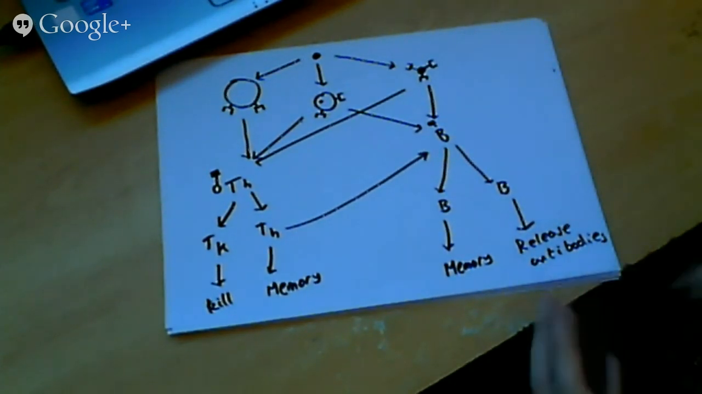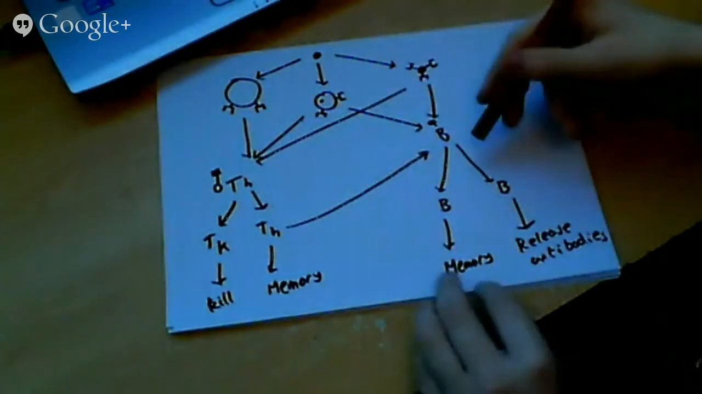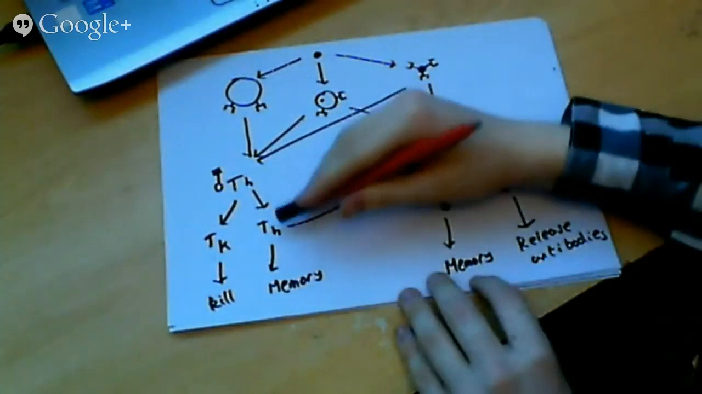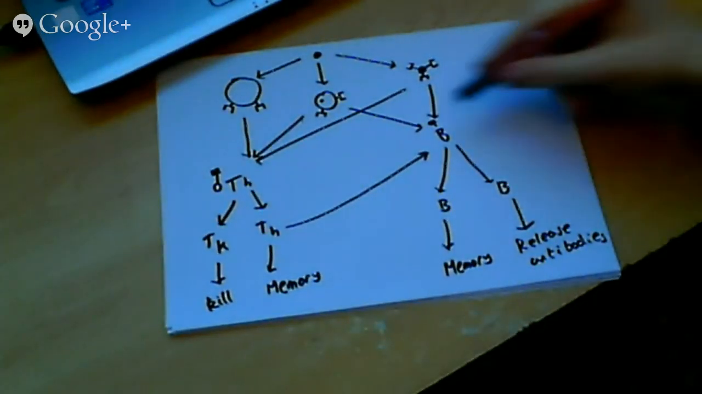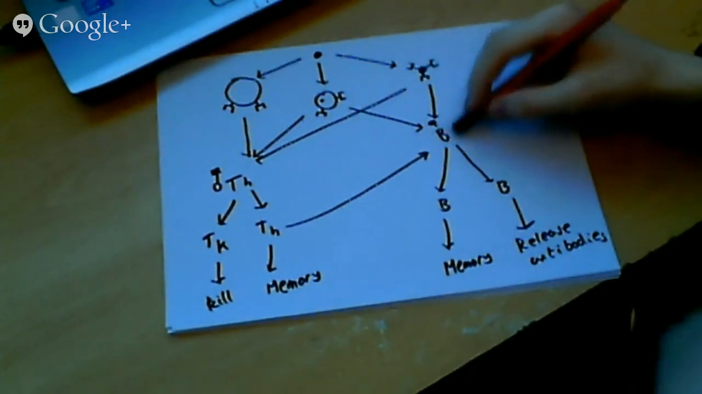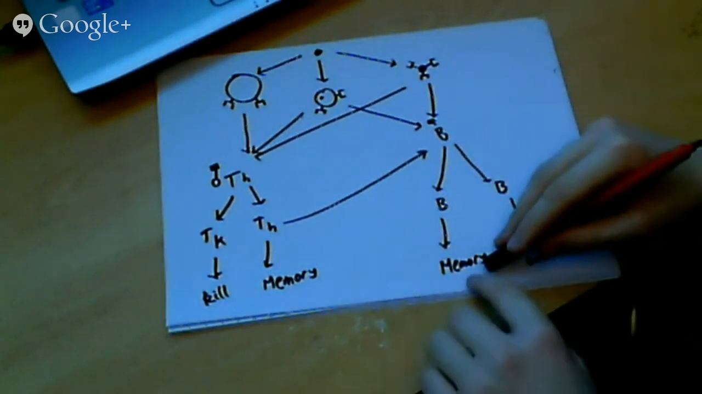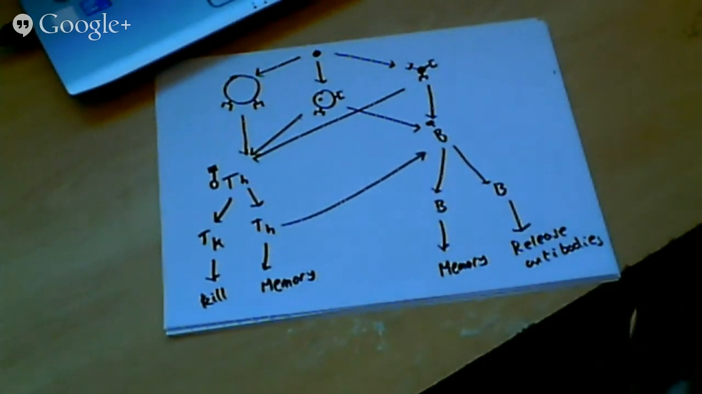Then they go through clonal expansion where they replicate into T killers, which will kill them, and T helper cells, which will act as memory in case you get infected again and stimulate more B cells to divide. Some of these cells will act as memory as well, and the others will release antibodies which will help kill the disease. So I hope that makes sense.